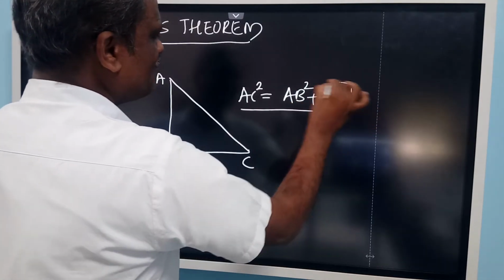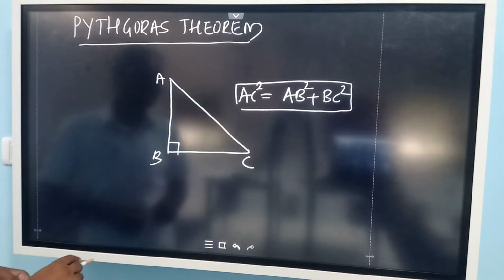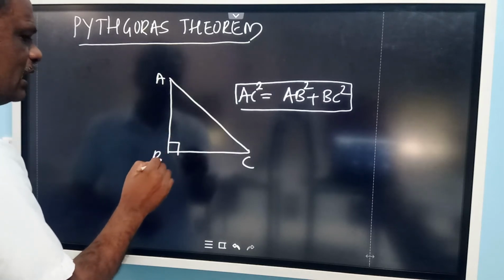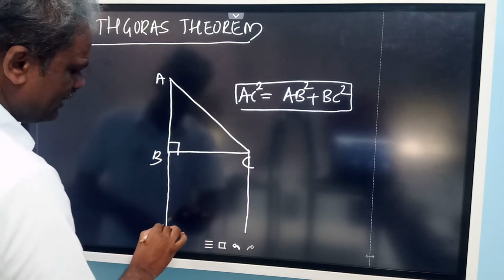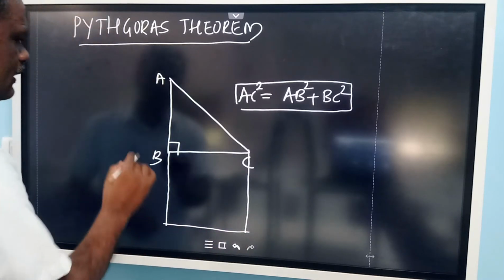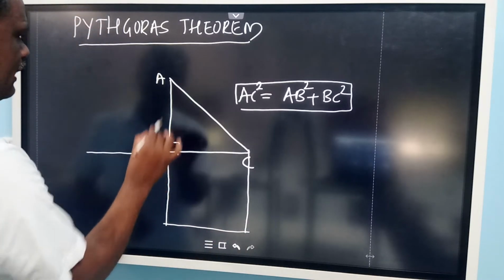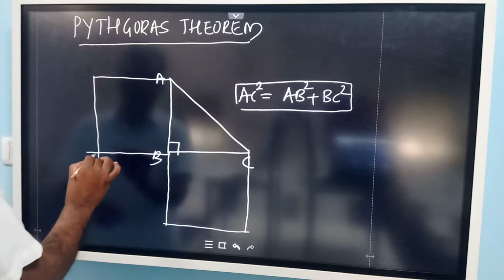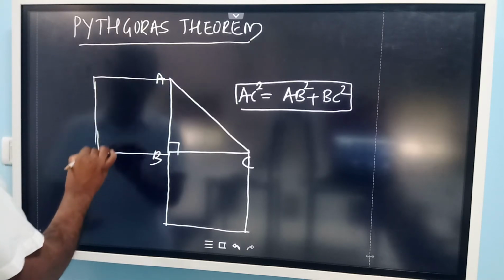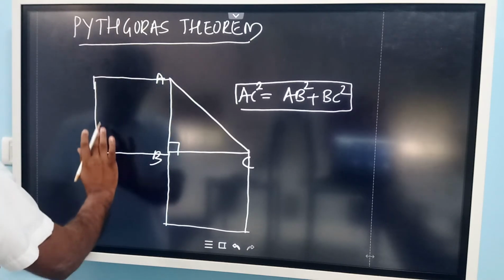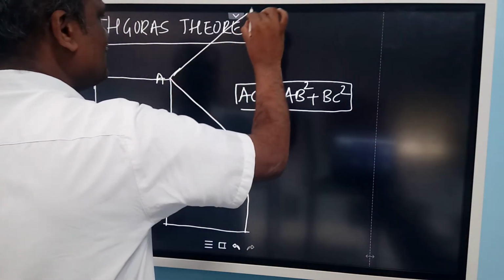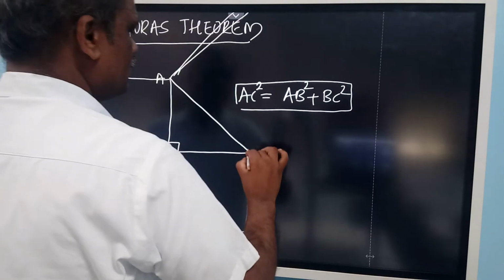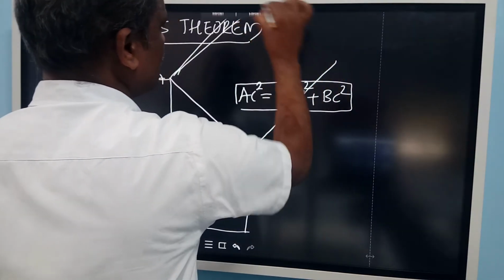What is the meaning of this? AC square and AB square plus BC square. Square on the hypotenuse. Suppose I take the square on the side BC, this is a square on the side BC. The square on the side AB you can draw like this. This is the square on the side AB, and the square on the hypotenuse.